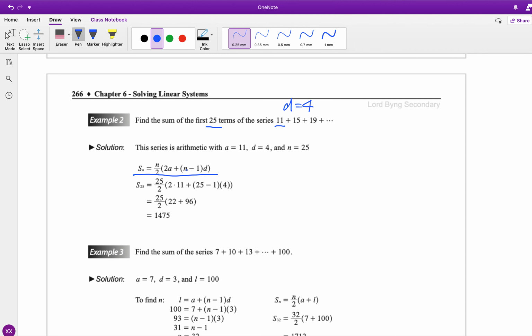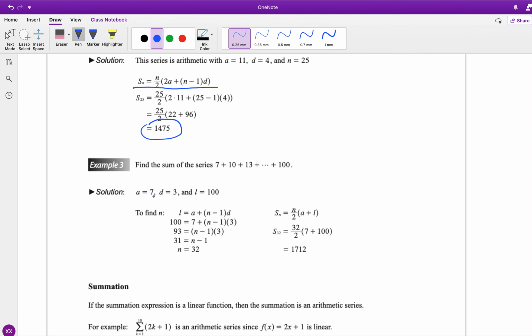Then plug this in, 4 is here. 25, subtract 1 because n is 25. And 2 multiplied by 11 is your first term. And 25, yeah, you got it. All right. Now, here it says find the series, right?